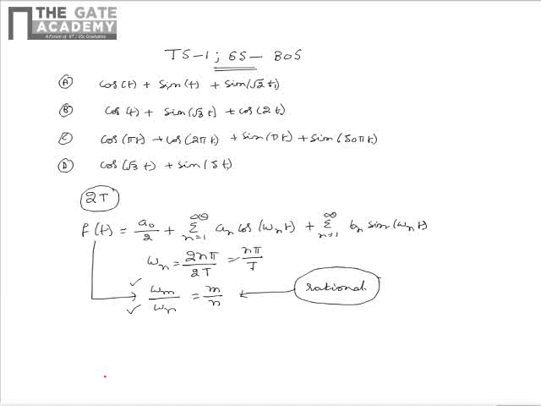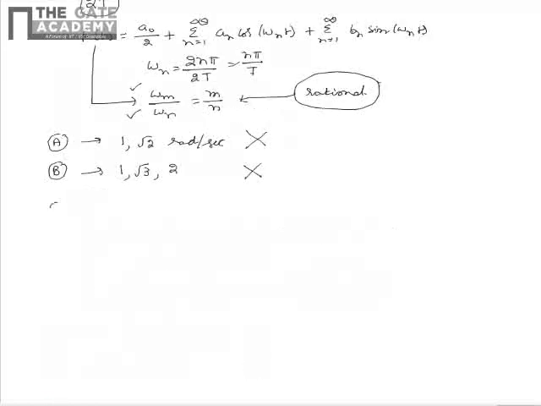frequencies should be rational. So if we pick the option A, here we see that the harmonics correspond to the frequencies of 1 and root 2 radians per second, and the ratio of the same is not rational. Hence, the option A is not a Fourier series expansion. Similarly, if we pick option B, the option B contains the harmonics at 1, root 3 and 2 radians per second. Here also we see that the ratio of frequencies of any two harmonics is not rational, hence B is also not a Fourier series expansion.